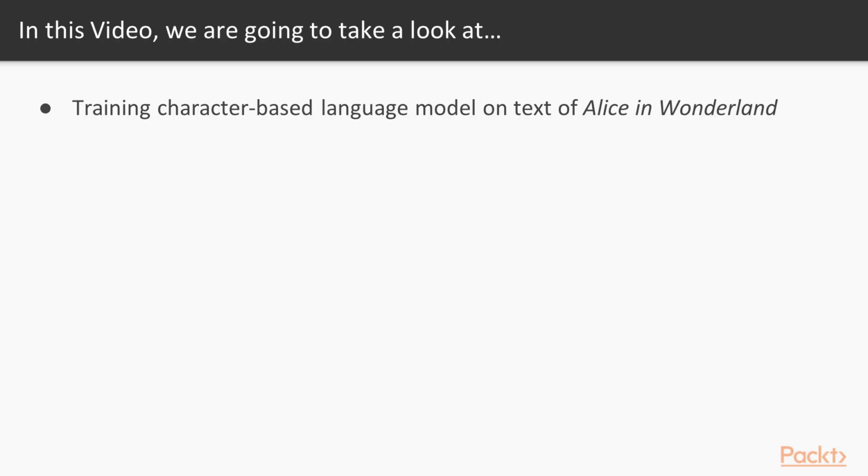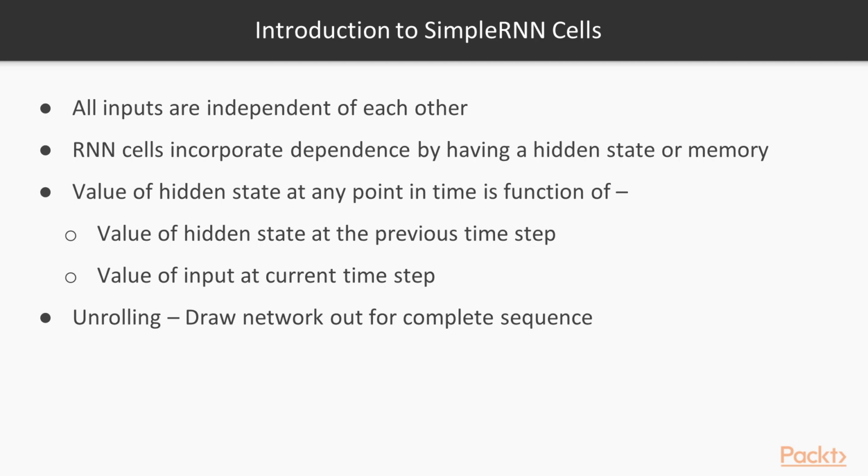In this video, we will train a character-based language model on the text of Alice in Wonderland. Traditional multi-layer perceptron neural networks assume that all inputs are independent of each other. This assumption breaks down in the case of sequence data. RNN cells incorporate this dependence by having a hidden state, or memory, that holds the essence of what has been seen so far. The value of the hidden state at any point in time is a function of the value of the hidden state at the previous time step, and the value of the input at the current time step.